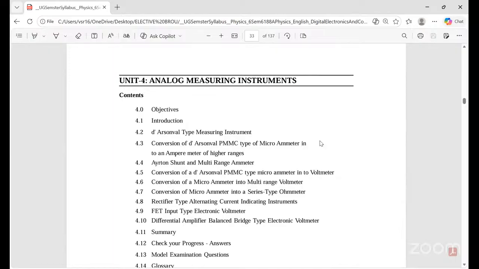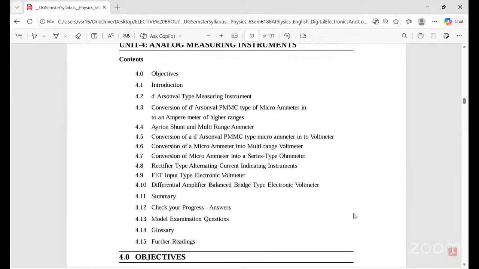And conversion of D'Arsonval PMMC microammeter to voltmeter. Here the thing is the microammeter to ammeter, and another one is the microammeter to voltmeter. Next, microammeter to multi-range voltmeter. Next, series type ohmmeter. Next is the rectifier type alternating current meter. Next, field effect transistor input type electronic voltmeter. And another one is the differential amplifier balance.